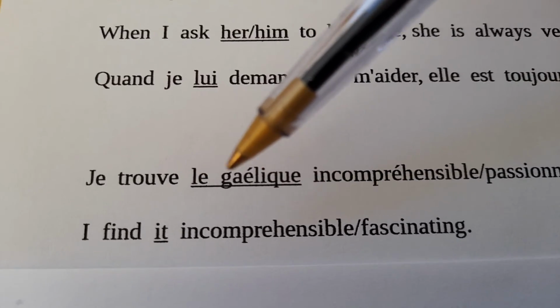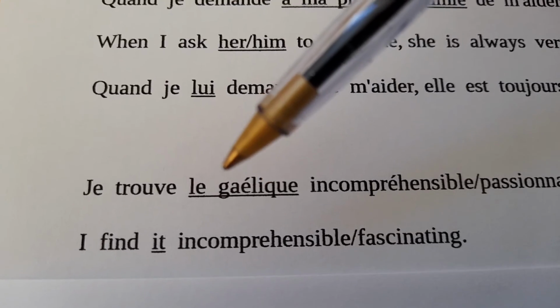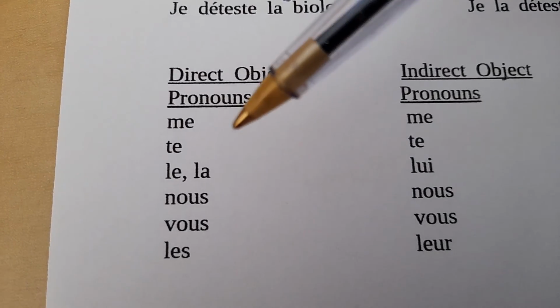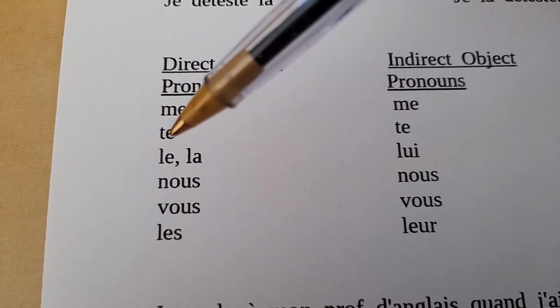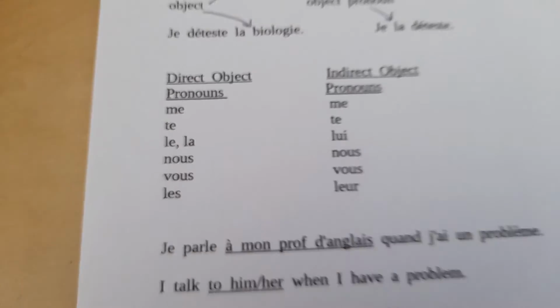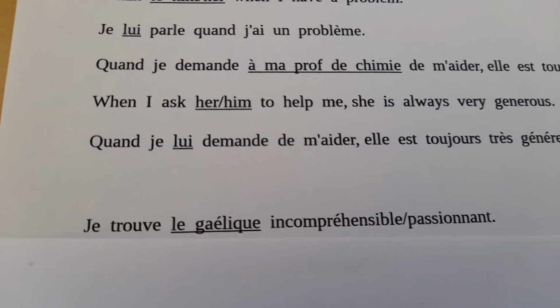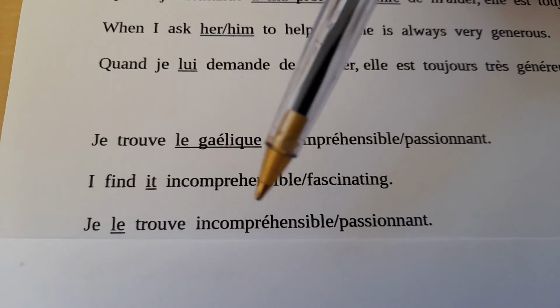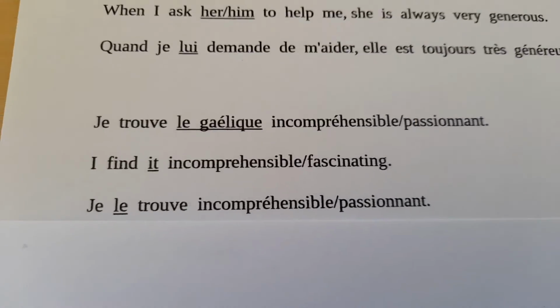So this is what's called a direct object. So if we're replacing with a pronoun, I find it fascinating or incomprehensible, we're over this side. And, well, it's le. So languages generally are masculine, so it'd be le. So the new sentence, again, here we are. Je le trouve incompréhensible or passionnant.